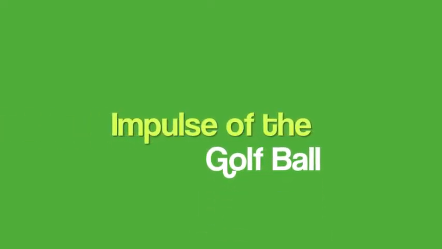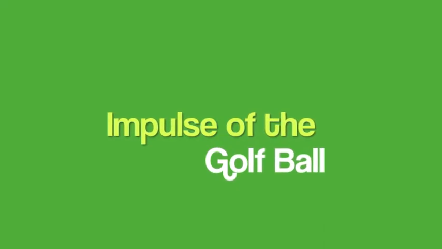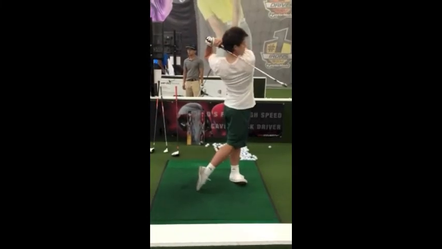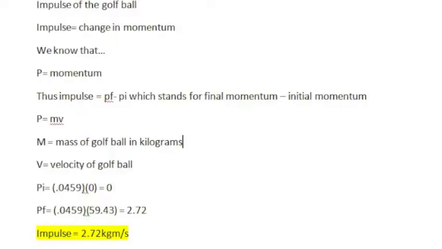Here we are looking at the impulse of the golf ball. Here we will analyze the impulse of the golf ball. Impulse is equal to the change in momentum. We know that P can stand to equal momentum. Thus, impulse is equal to Pf minus Pi, which stands for final momentum minus initial momentum. In this equation, P is equal to mv, or mass times velocity. M represents the mass of the golf ball in kilograms, and v equals velocity of the ball.